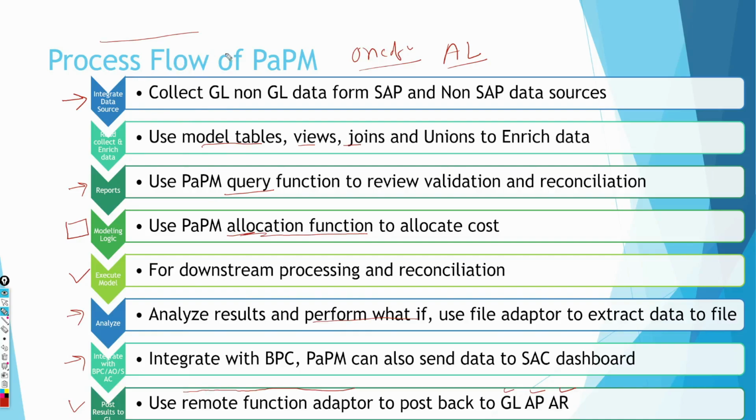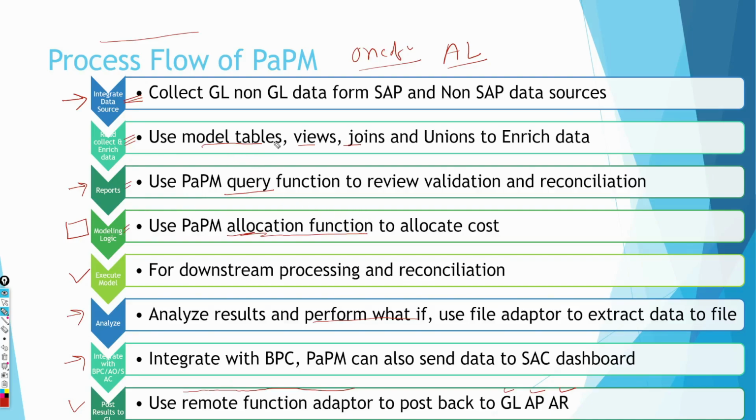And this is an example I showed you, one for allocation. Within these steps, there are different functions involved. To fetch the data, there are different functions, three or four functions we can use. To enrich the data, we can use different functions. Then for reports, we'll use the query function. And for modeling, we'll use a combination of views, processing function, and allocation function. So this way, the logic will go on.